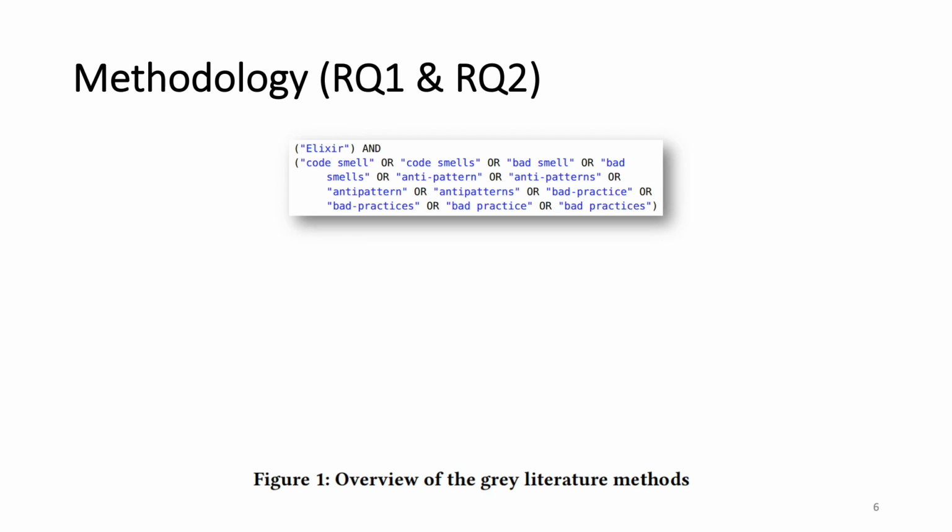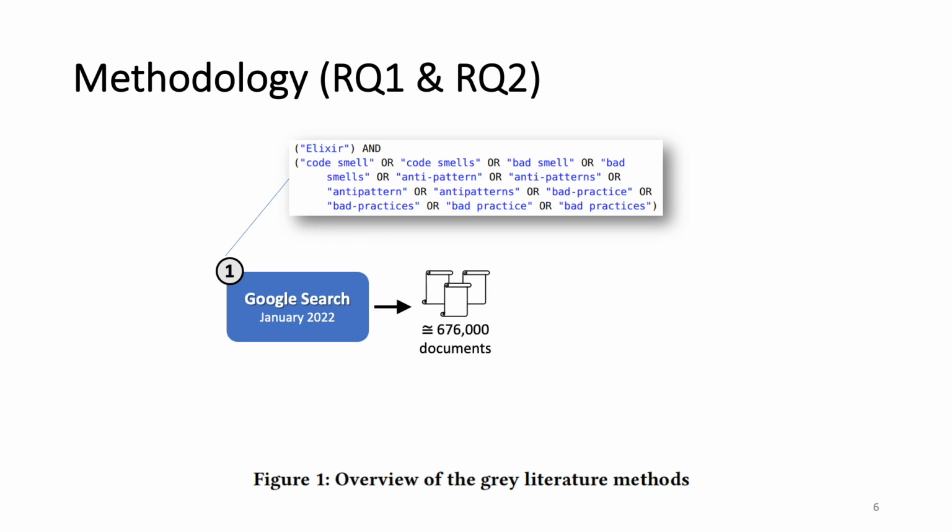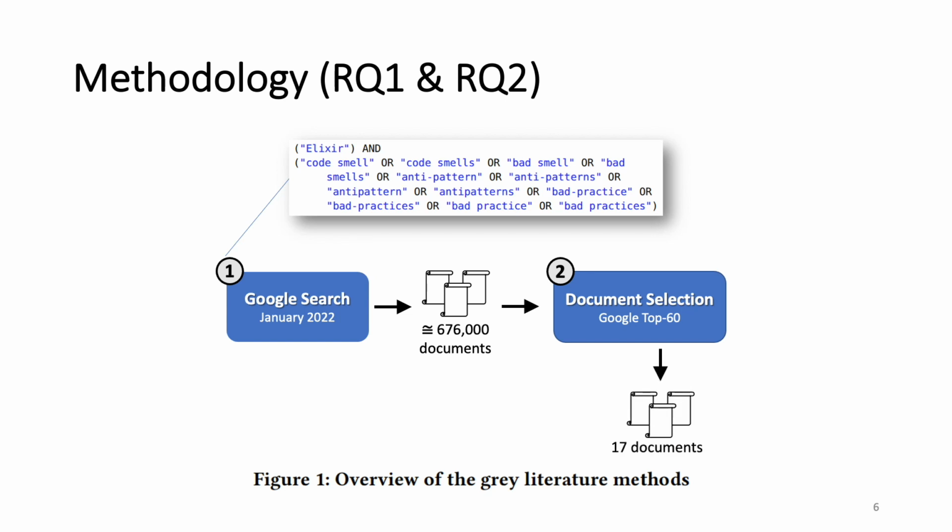To investigate the first 2 RQs, we reviewed the gray literature since there are no works in this context published in the scientific literature. So, we structured and calibrated a search query with the terms Elixir, code smells, and their synonyms. This query was later run on Google to find discussions about the suboptimal structures. As around 700,000 documents were returned, we limited the reading to the top 60 listed by Google, and from those, we filtered out 17 documents that were related to our RQs.